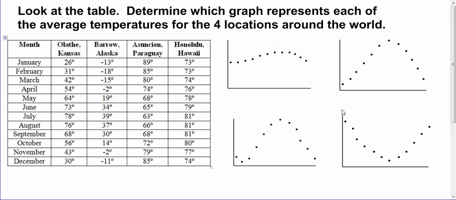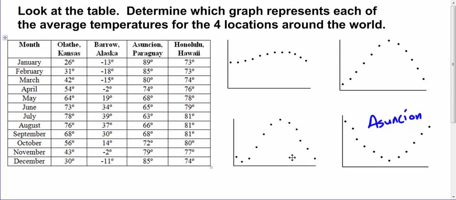These notes are fairly quick today, but we have one more that's kind of an interesting question. Look at the table. Determine which graph represents the average temperature for the 4 locations around the world. Now my eyes are immediately drawn to the graph. I see 3 of the 4 start low, move up, and then back down to varying degrees. One of them, though, starts high, goes low, and then back up. I'm immediately thinking there might be something in the southern hemisphere. If you think about geography a bit, which one's starting high and goes low, then back up? Well, that's Paraguay. Asuncion. Excuse my lame attempt at Spanish there. All right, so we know that's Asuncion, Paraguay.